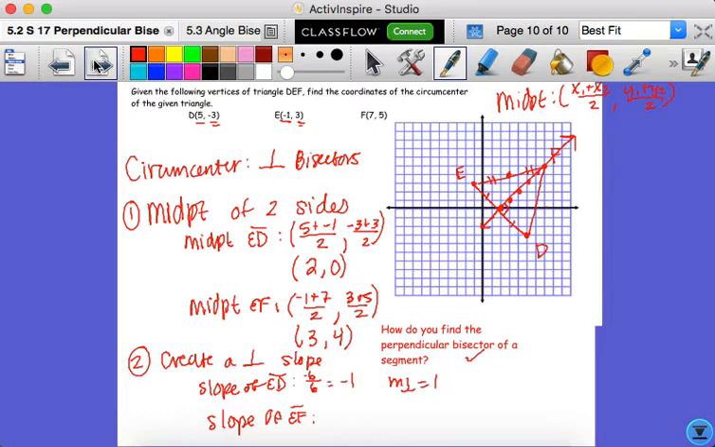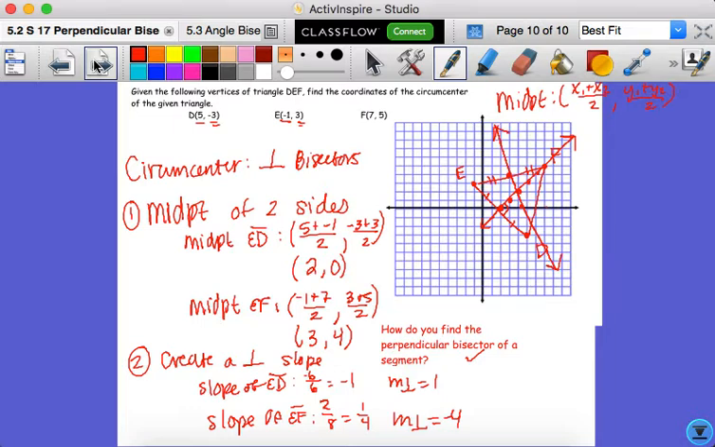So looking at EF, that's a rise of 2 and a run of 1, 2, 3, 4, 5, 6, 7, 8. So up 2 over 8 tells me that that's a slope of 1/4. So my perpendicular slope to that is -4. So from that point, I'm going to go down 4 and right 1. I'm also going to go up 4 and left 1. So that what that's going to do is it's going to give me a line that goes through here.